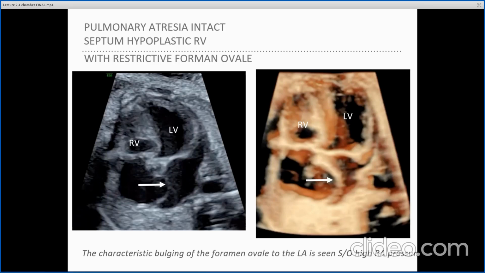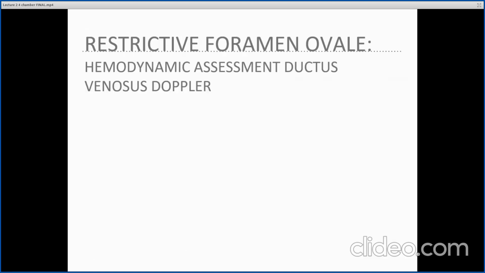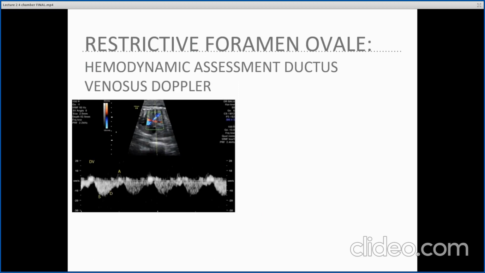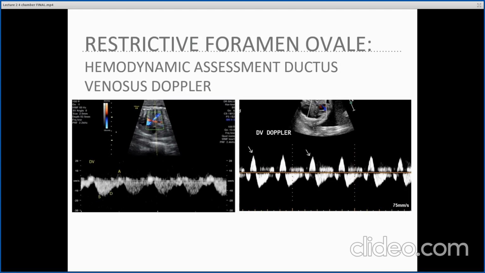This is similar to the hyperplastic left heart with restrictive foramen ovale, where the left atrial pressure will be elevated. Just like we use the pulmonary vein Doppler to evaluate the hemodynamics in HLH, we can use the ductus venosus Doppler to evaluate the hemodynamics of restrictive foramen ovale in pulmonary atresia with intact septum. So in the normal ductus venosus Doppler, we have two positive deflections, S and D, with a small atrial reversal wave, A wave. However, when there is a restrictive foramen ovale in the setting of a right heart abnormality, the right atrial pressure will be elevated, and thus there is a very prominent A wave reversal in the ductus venosus Doppler. So this is highlighted in this picture.